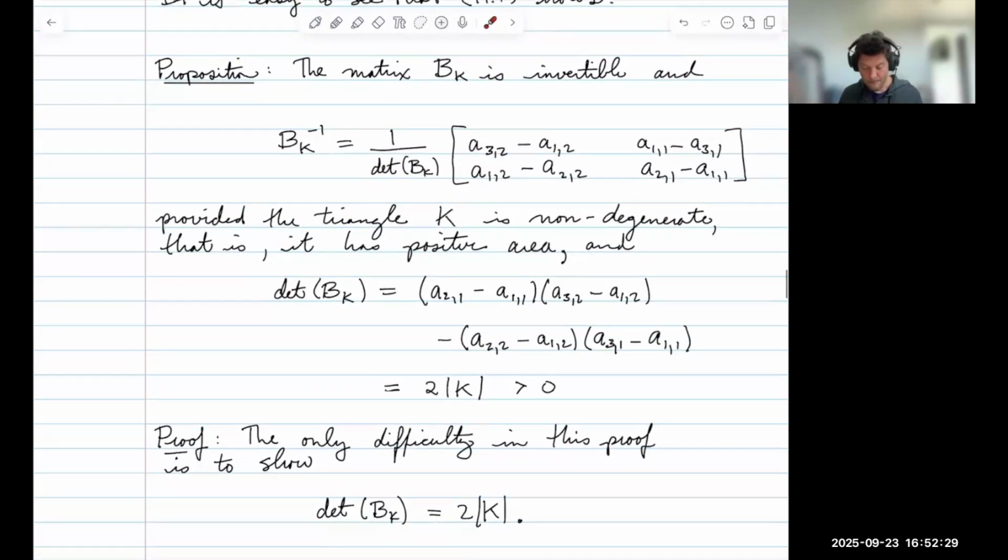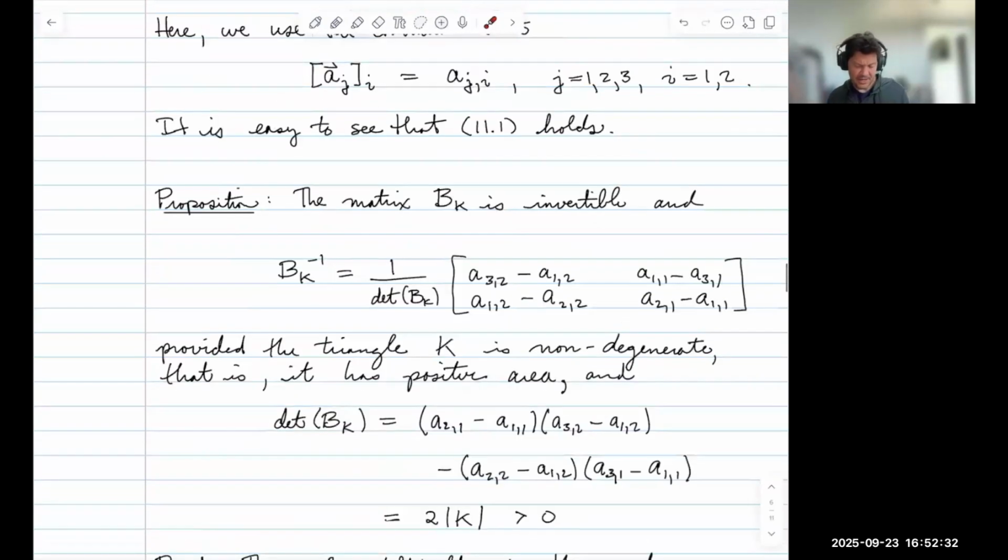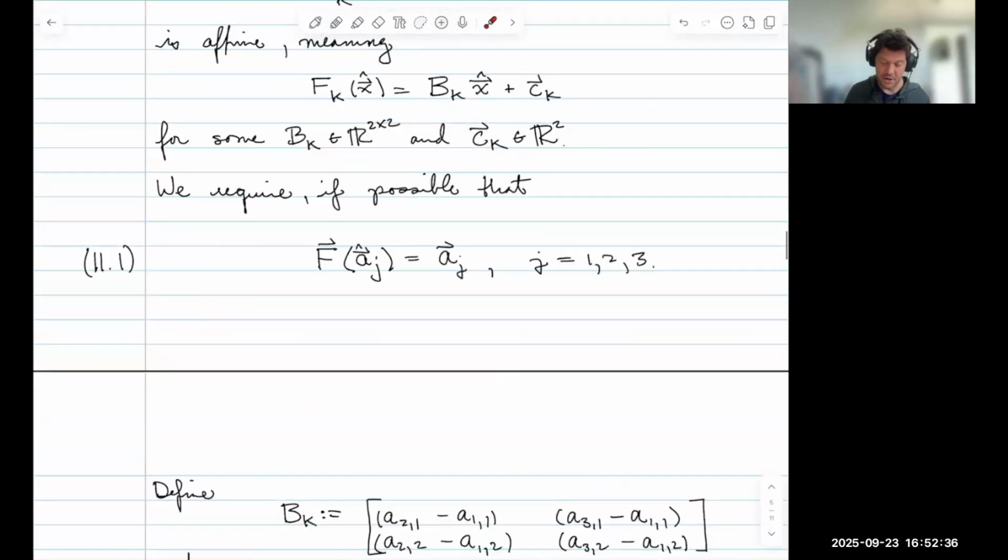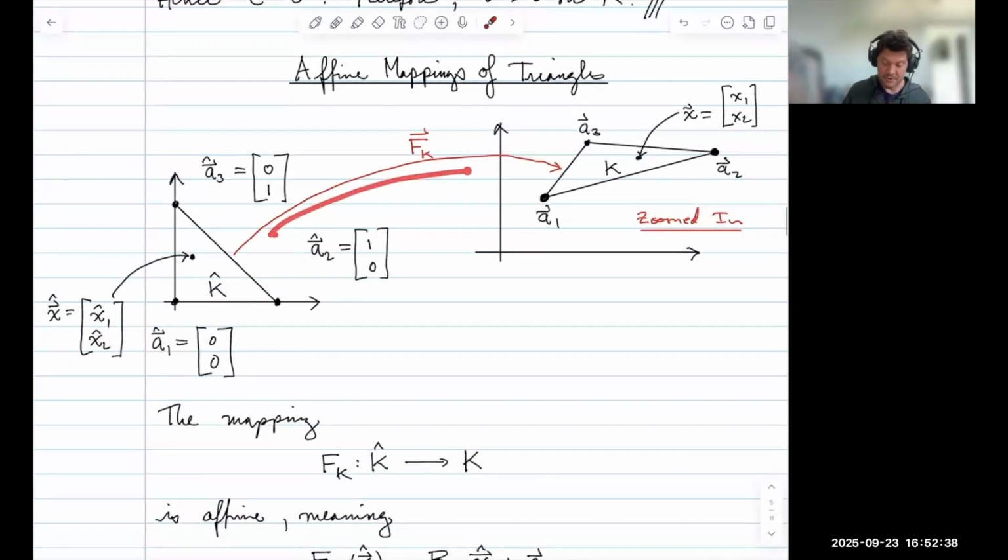I guess it's not exactly part of the statement here, but it's not hard to show that this mapping is also going to be one-to-one and onto, from triangle K hat onto K.